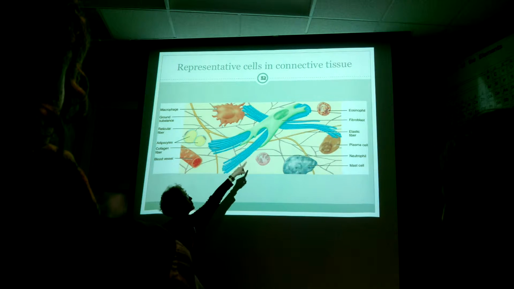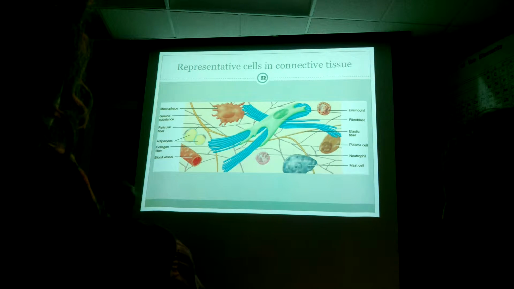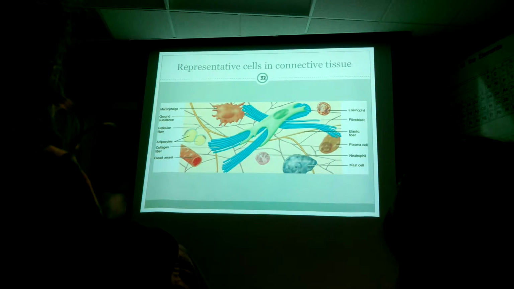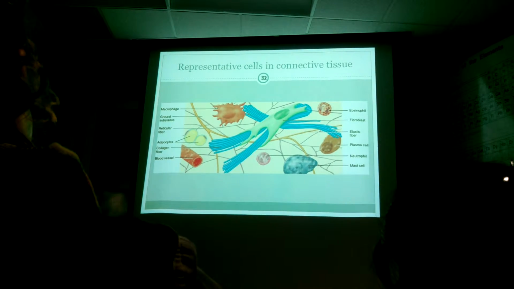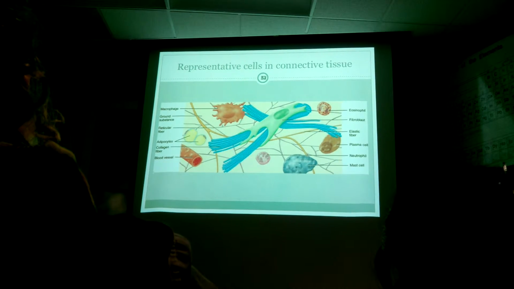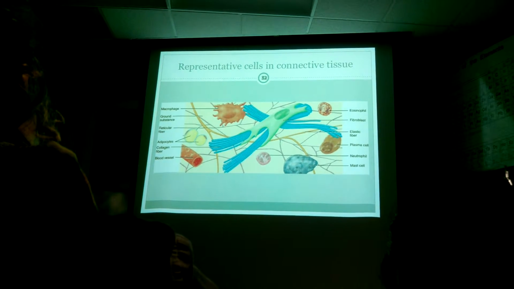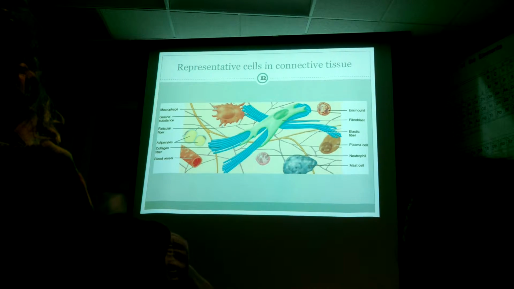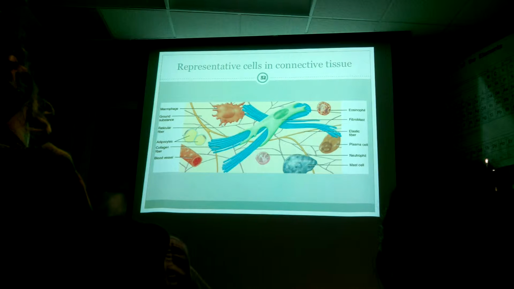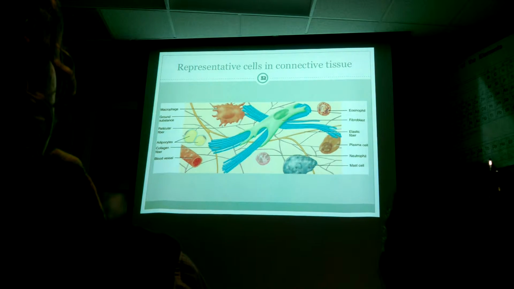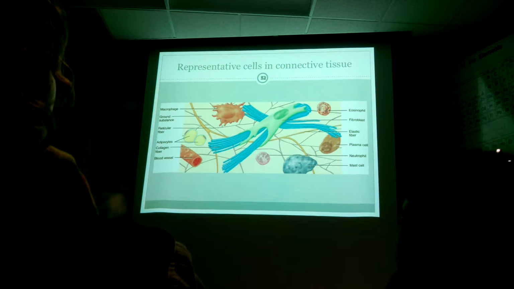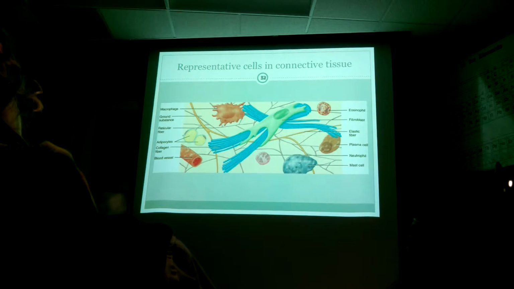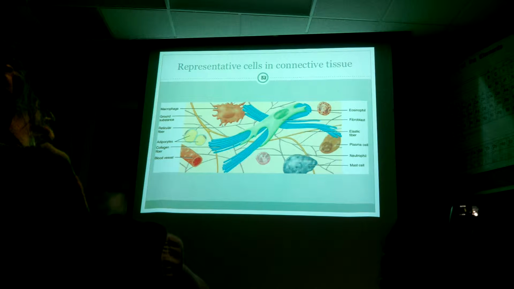Whenever you hear the word blast, B-L-A-S-T, that is a kind of precursor cell. So we have chondroblasts, osteoblasts, and this is a fibroblast. Those will then become chondrocytes, osteocytes, fibrocytes. So blast is a general term that just means a precursor cell. It's a cell that is in development. We have a lot of fibroblasts in connective tissue.